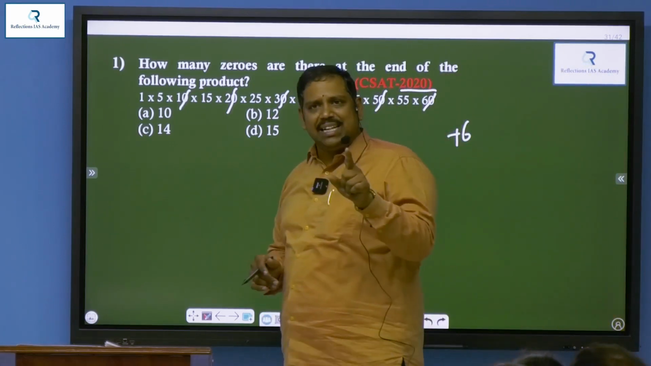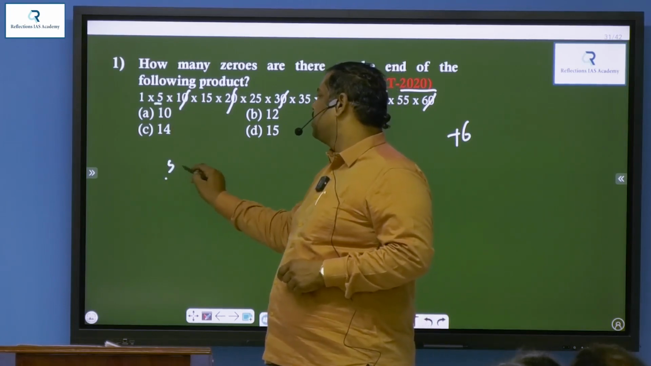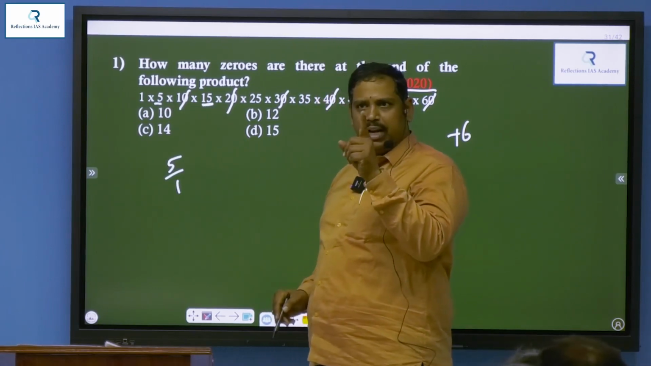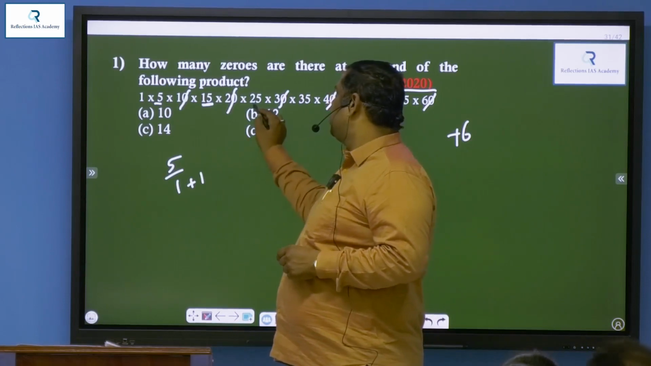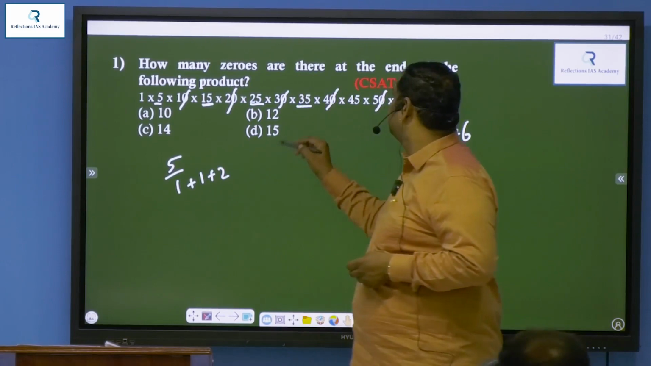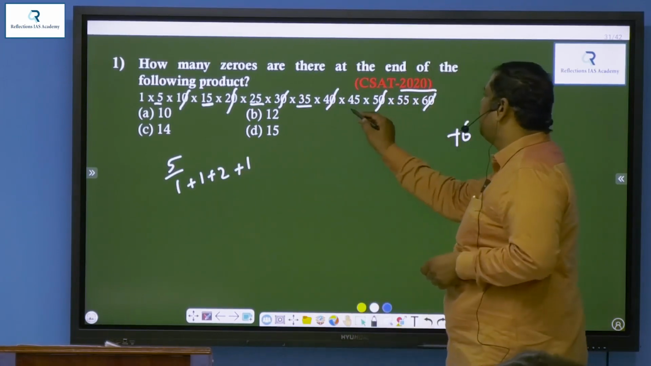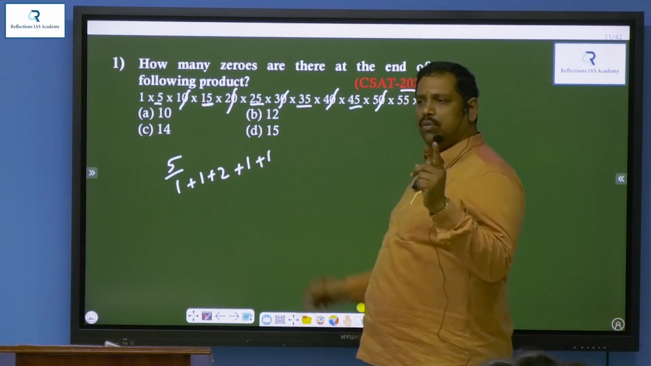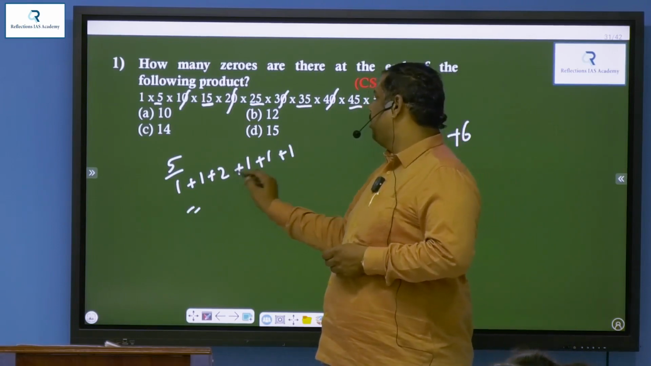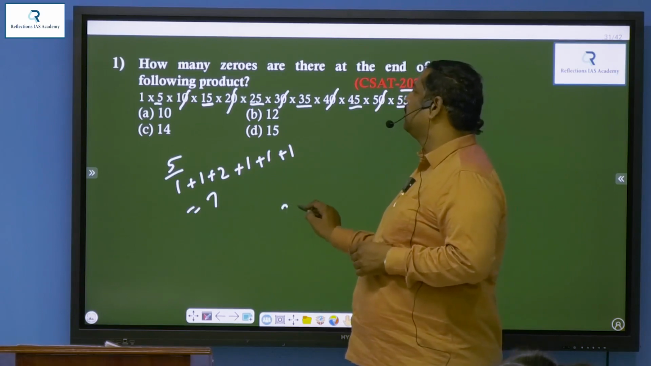Now I have to think of 5s and 2s. Here we have a 5. I am counting the 5s. 1. 15 means 1 five only, right? 25 means 2 fives. 35 means only 1 five, 5 into 7, right or wrong? 45 means 5 into 9, so only 1 five. 55 means only 1 five. So 5s are 7. Let us think of 2s.